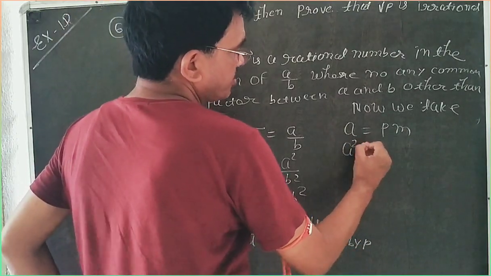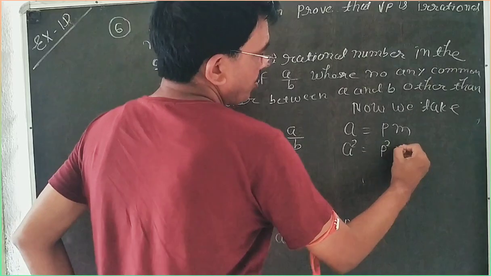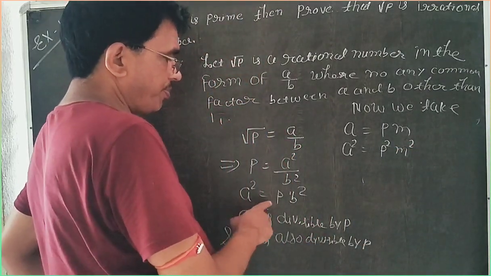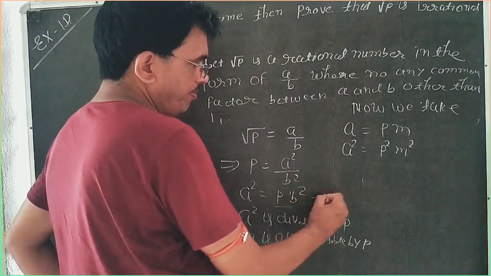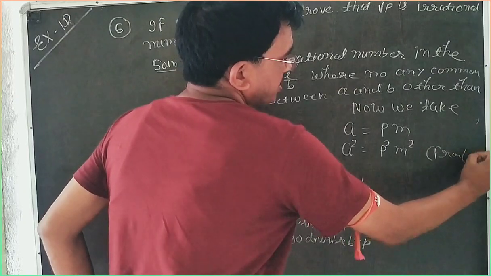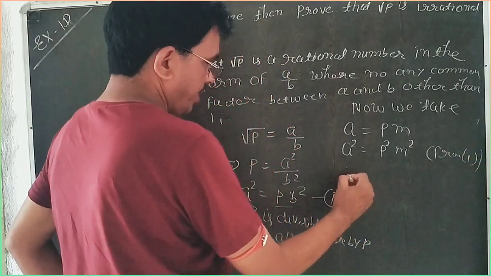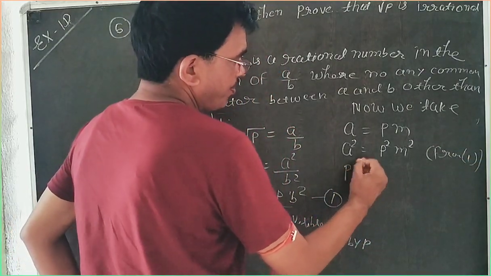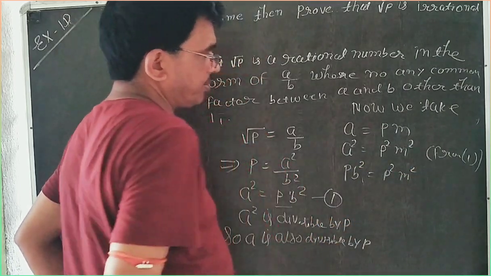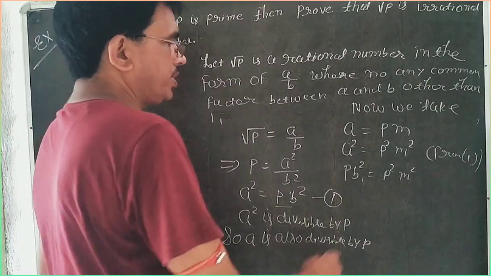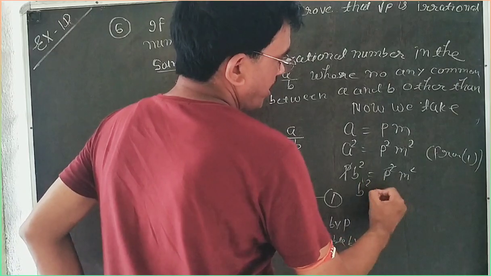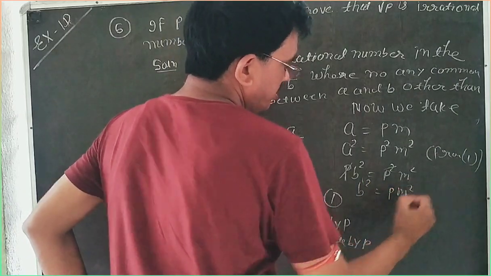So what is a square? That is p square m square. And what is the value of a square? You write from here, from equation first. What you get here is p b square is equal to p square m square. Then p cancels. So b square is equal to p m square.